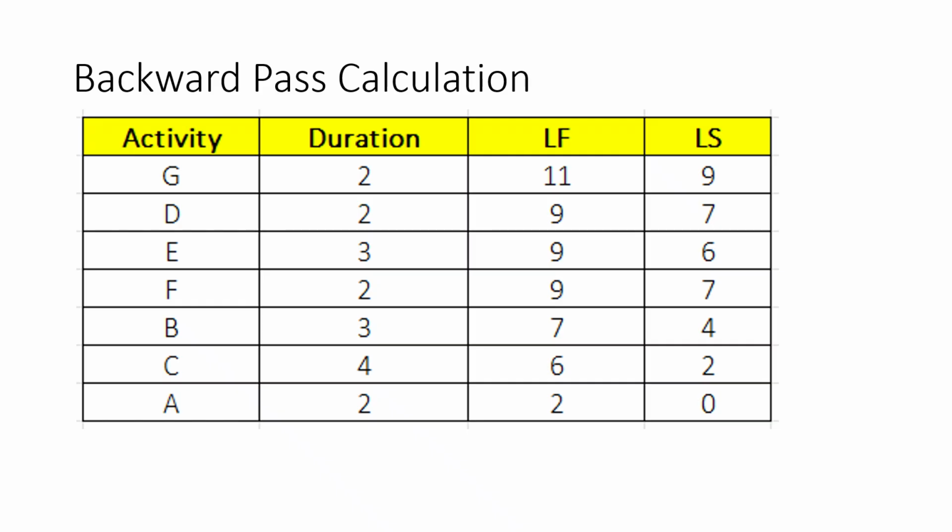Activity A leads to B and C. B starts at day 4 and C starts at day 2. We use the smallest LS, which is day 2. A takes 2 days, so LS is 0.